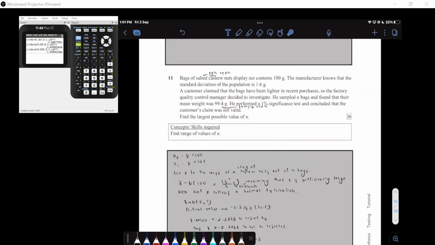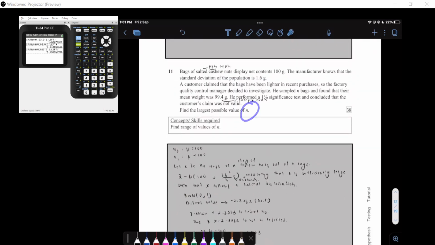Okay, question 11. Let's see. Now they make n unknown. Let's take a look. So bags of salted cashew nuts, they display net content 100 grams. Manufacturer knows that the standard deviation of the population is 1.6 grams. Customer claimed that the bags have been lighter in recent purchases, so the factory quality control manager decided to investigate. He sampled n bags and found that the mean weight was 99.4 grams. He did a 1% significance test and concluded that the customer's claim was not valid.